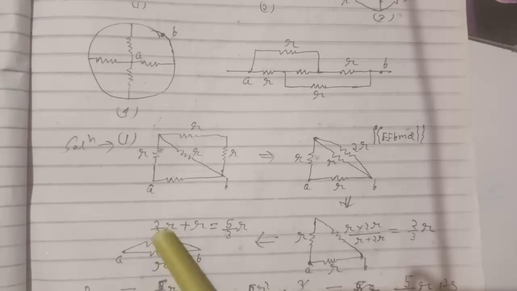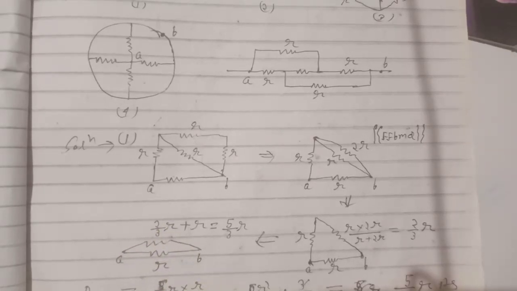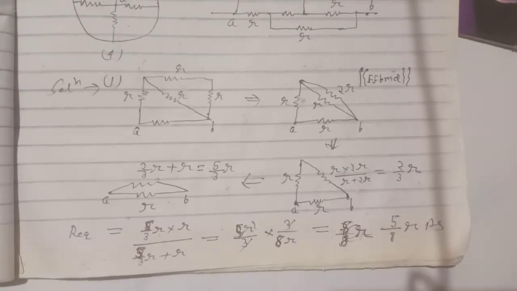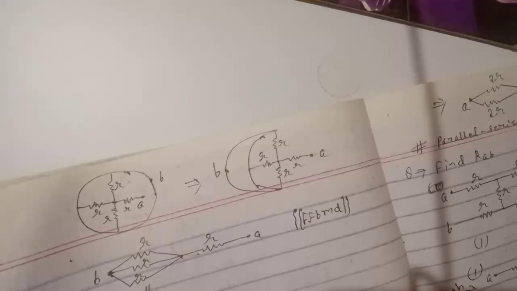Now these two are in a parallel group, so R equivalent will be 5 by 2 R into R, by 5 by 2 R plus R. Solving, we get 5 by 8 R as the answer. Similarly, other problems can be solved by analyzing the problem.